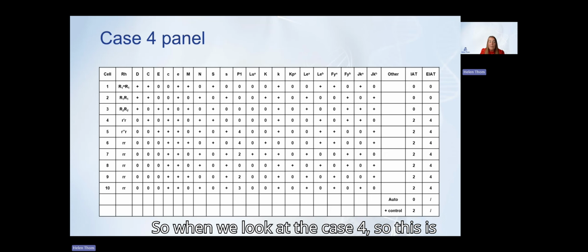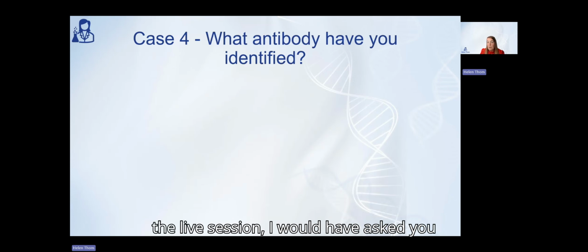So when we're looking at case 4, this is your panel. This is your primary panel that you would do in your hospital laboratory. And during the live session, I would have asked you what antibody you have identified. This is a little bit of a tricky one that I've put in because it does look a little bit like anti-little c, but it isn't.